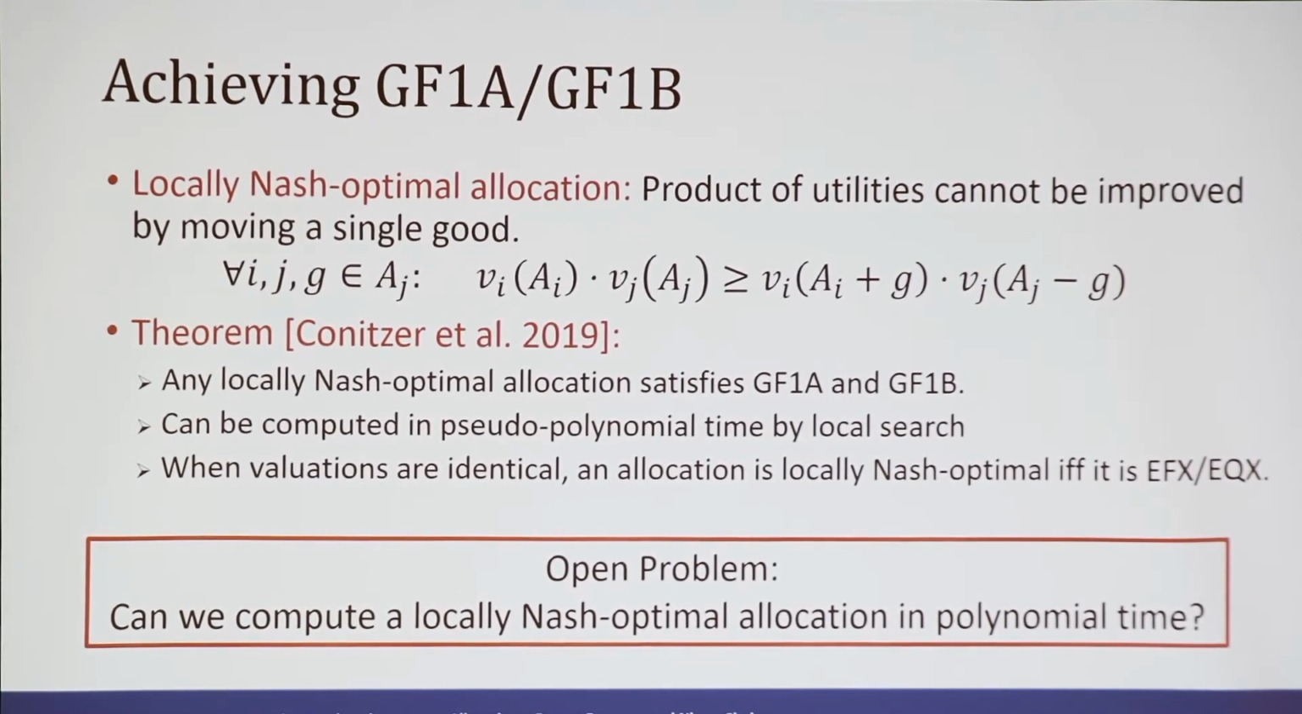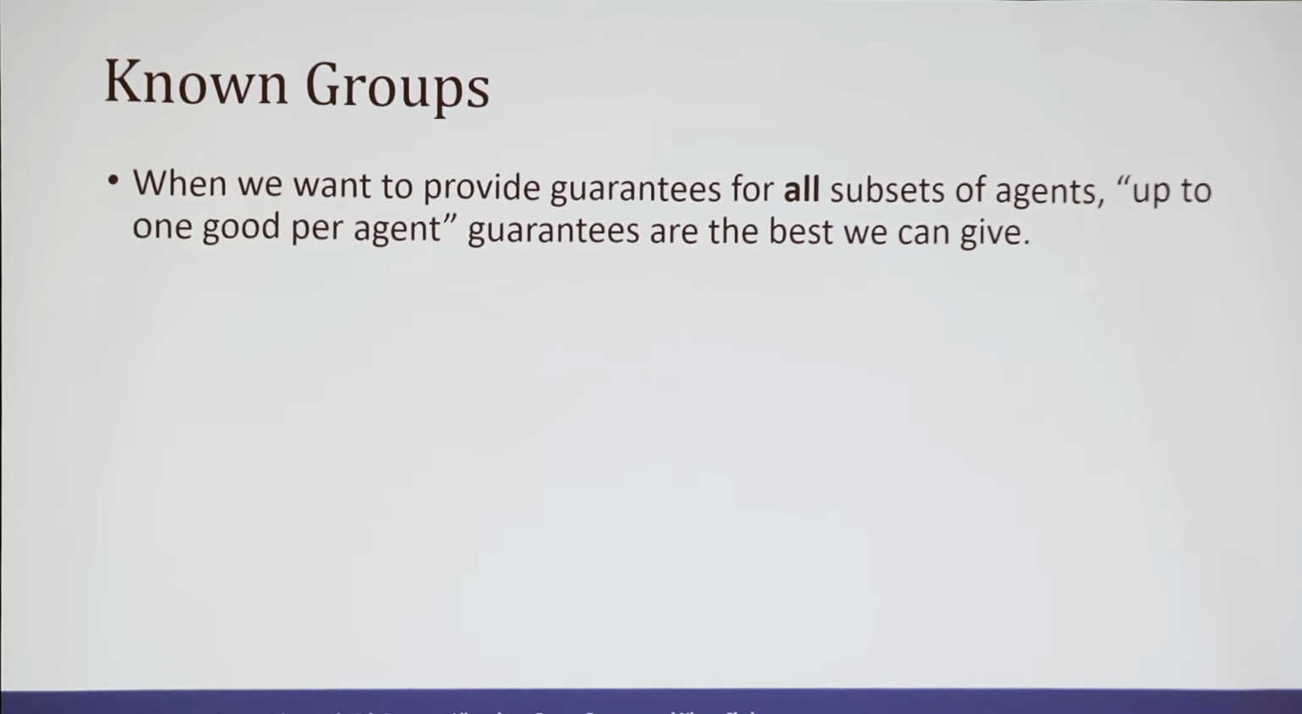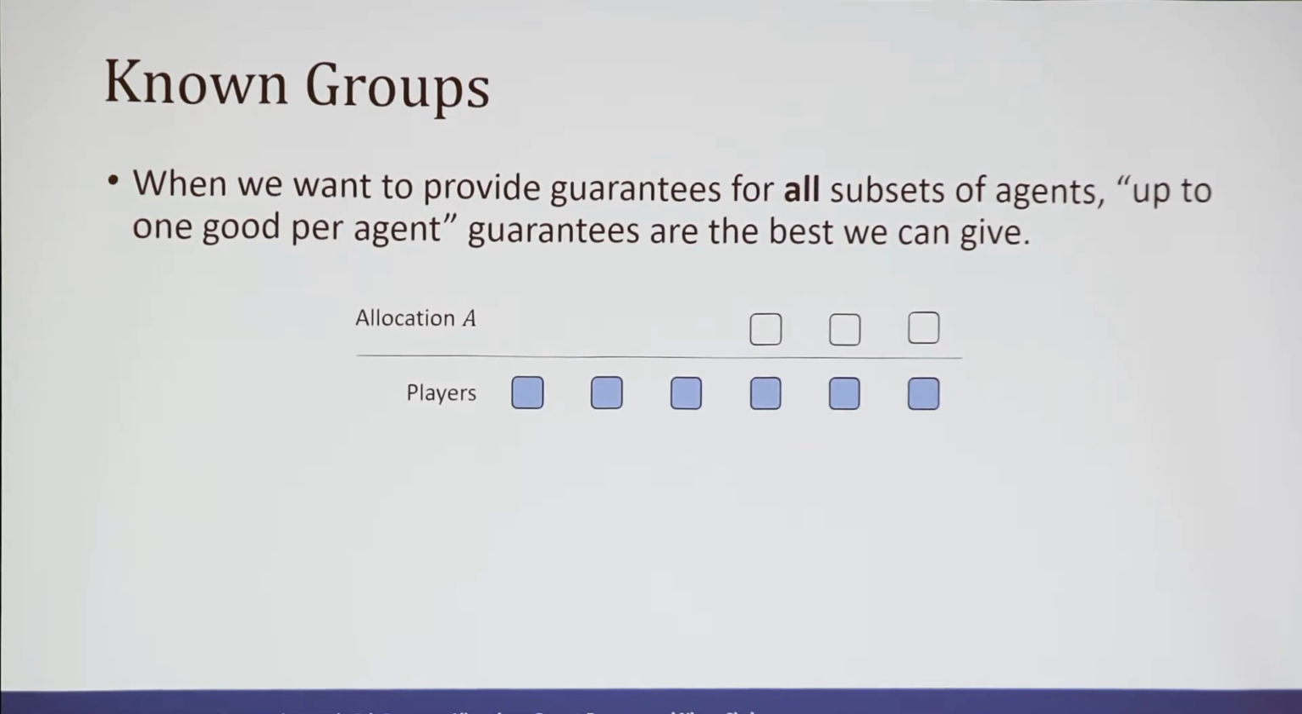Okay, I want to append to this discussion another thought that we've had but have never written down, which is to think about known groups. So what we had in the discussion we've just had is we wanted to provide guarantees to all subsets of agents. When we want that, the best we can do is these up to one good per agent style guarantees. So just to illustrate that, suppose we have 6 identical players and we have just 3 goods that they all want. Right, the most fair thing we can do is just give one of these goods to each of 3 players.